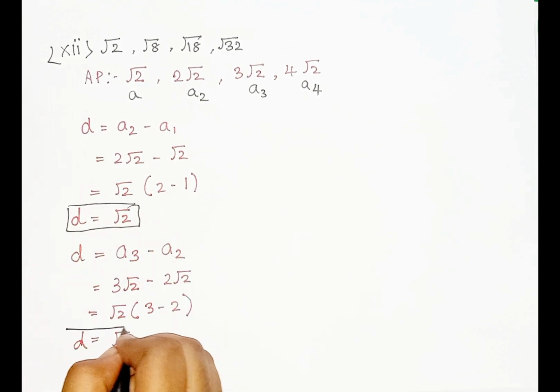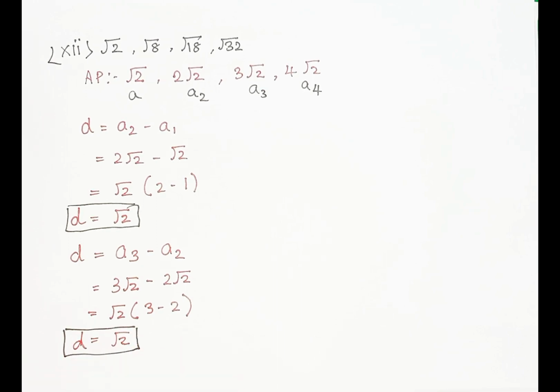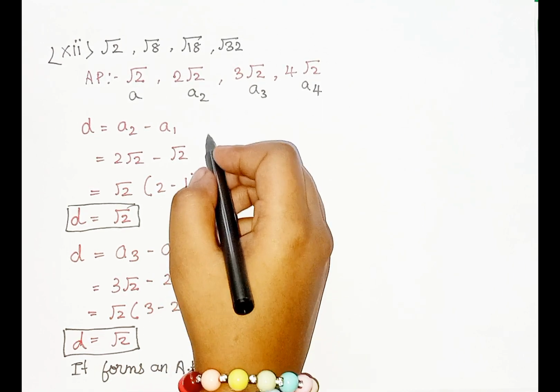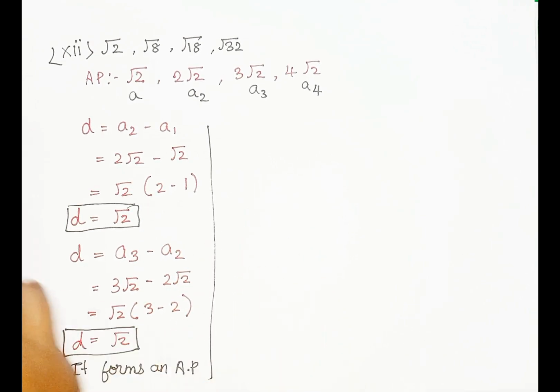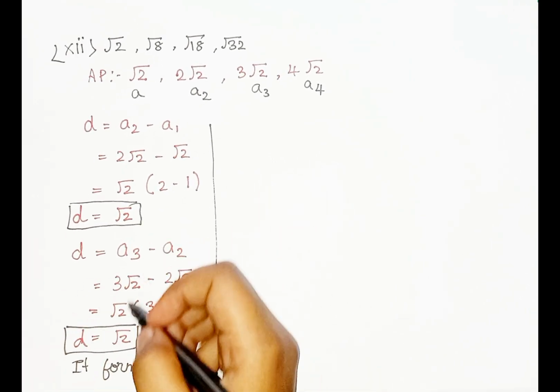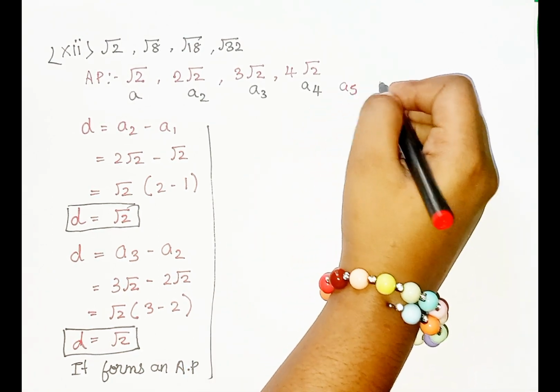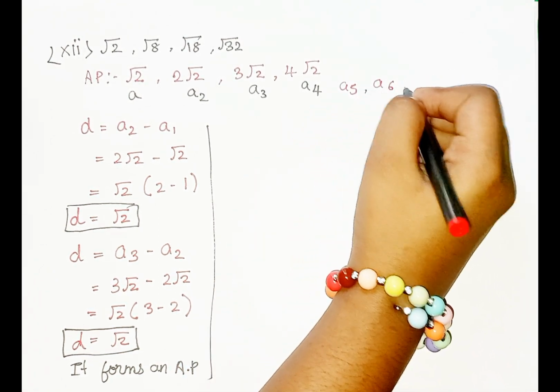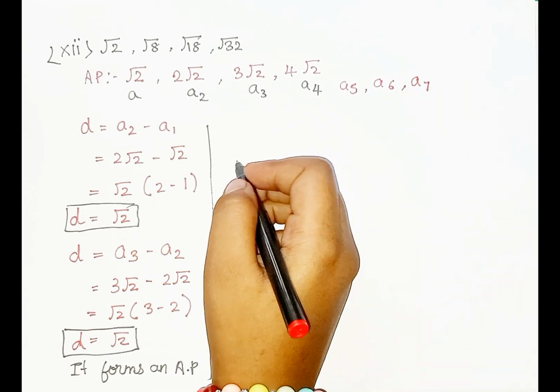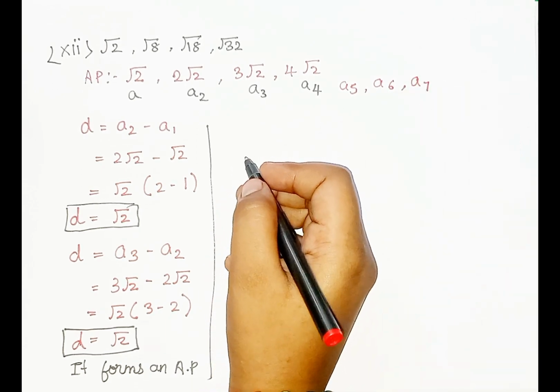Okay, so here also we got the d value. Since you know the d value, they are similar, isn't it? So just because they are similar, we can write it forms an AP. Okay, so now let us find the A5 value. Why? Because if it forms an AP, we are supposed to find the A5 value, A6 value and A7 value, isn't it? So let us find the A5 value first.